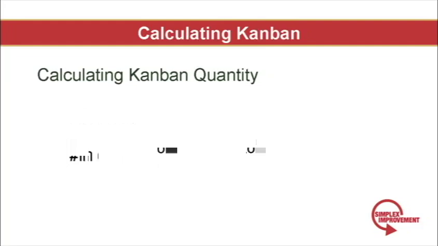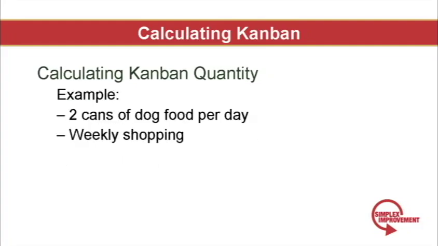So my dog Apple eats 2 cans of dog food per day. This is the demand. I go shopping once a week, so that's the lead time. Now, every time I go shopping, how many cans of dog food should I buy? Well, I take the demand of 2 cans per day and multiply by 7 days. That means I need to buy 14 cans of dog food every time I go to the store.